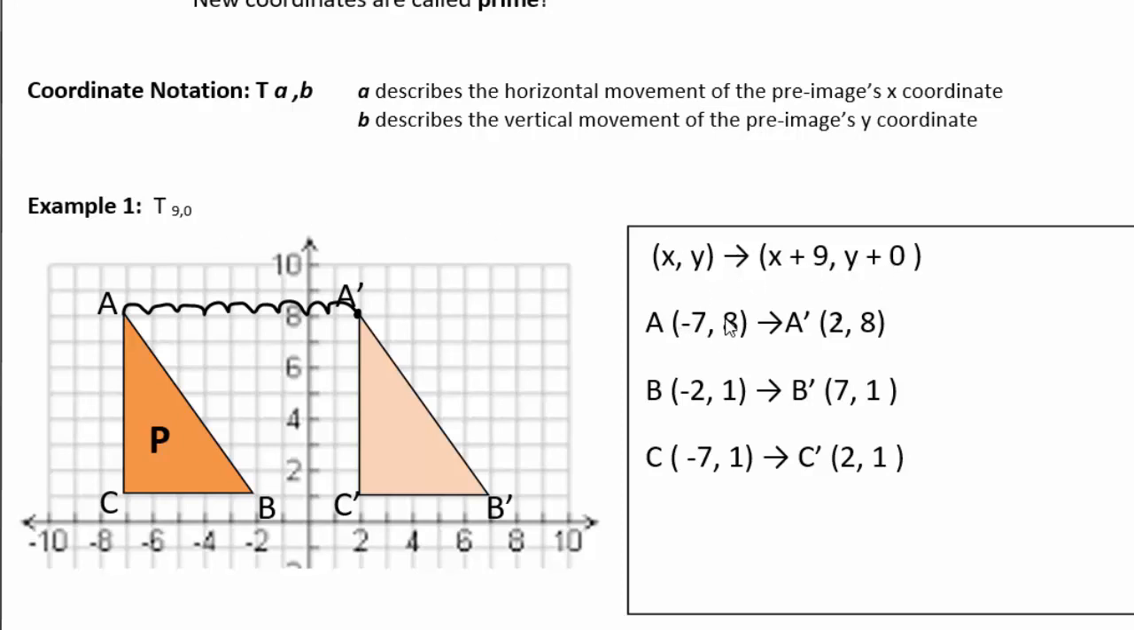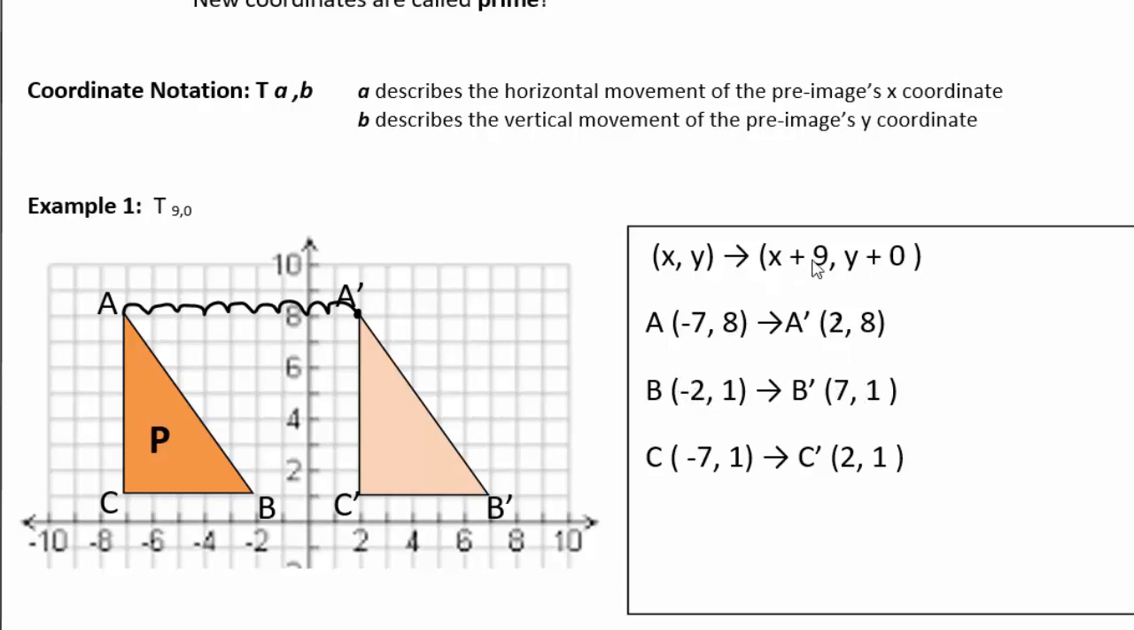Sometimes you'll be asked to do this without having a graph to count it on, so you might see this notation and just be given the original points. And so with that you could say, well, my original A x coordinate is -7. If I add 9 to -7, I get 2. Then to get the y coordinate, it says take the original y, add 0. Well, 8 plus 0 is 8. And we would see that that would work with each of these.